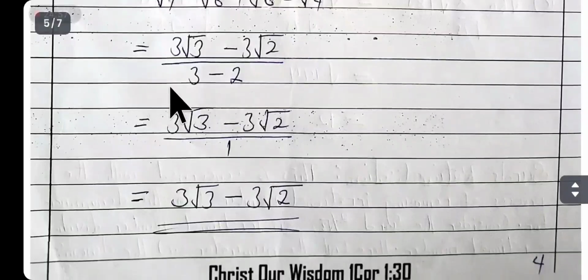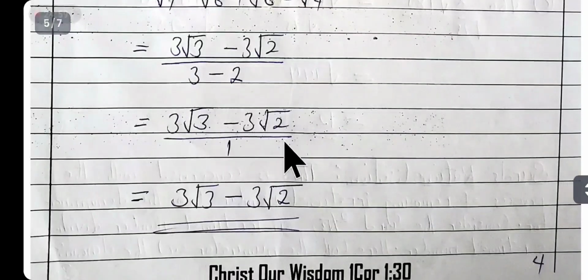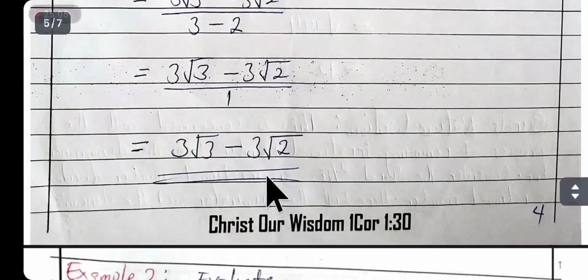So therefore, the numerator is what we represent here. Then 3 minus 2 is 1. So all of this numerator divided by 1 is still the same thing: 3 root 3 minus 3 root 2, which is the answer.